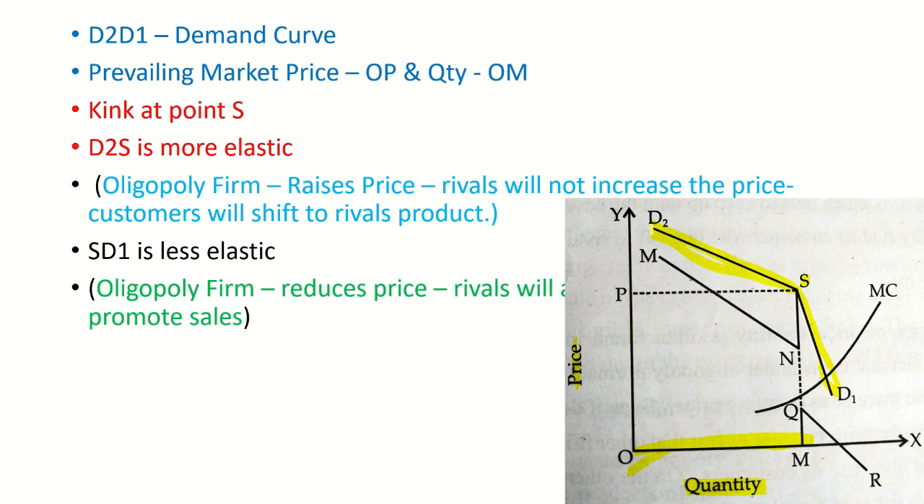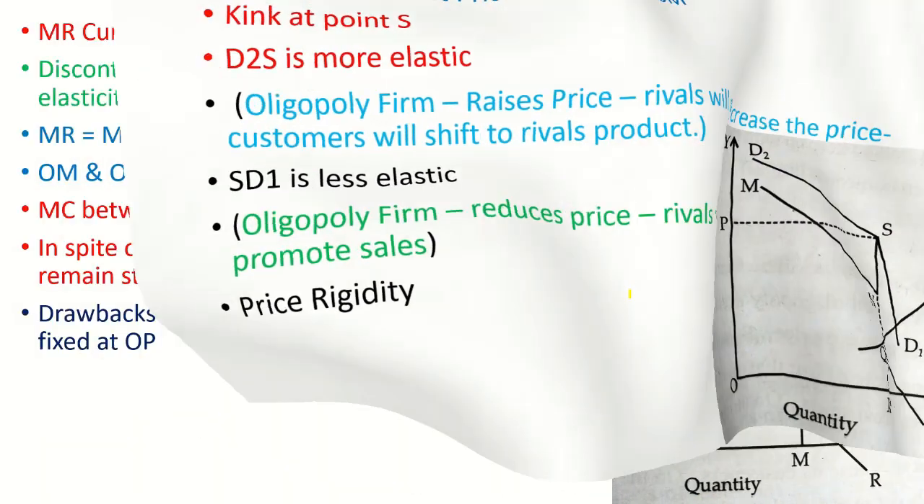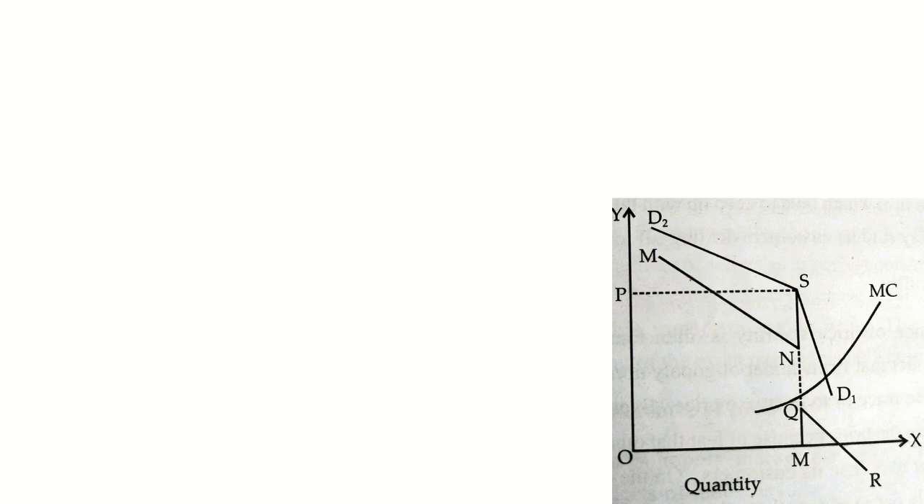Okay, so we had seen the demand curve is divided into two. There is a kink at the point S, D2S and D1S. This is more elastic, and this is less elastic. That is, the lower portion is less elastic and the upper portion is more elastic, and we know the reason also. And this represents the price rigidity. We can see the price is only at OP, so this represents the price rigidity. We already discussed the demand curve.